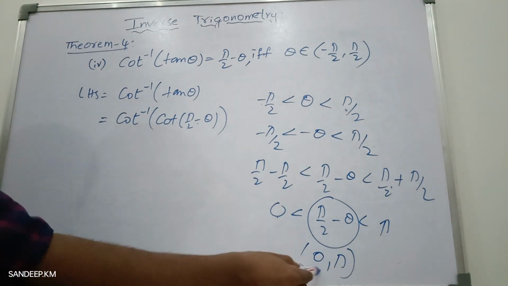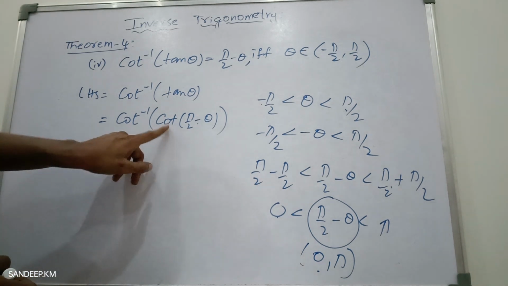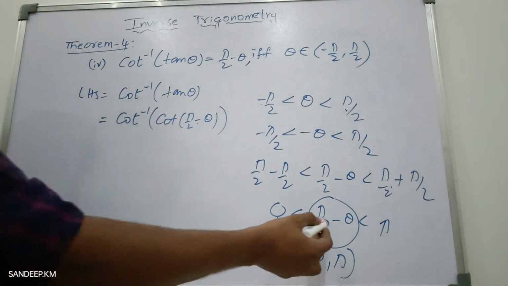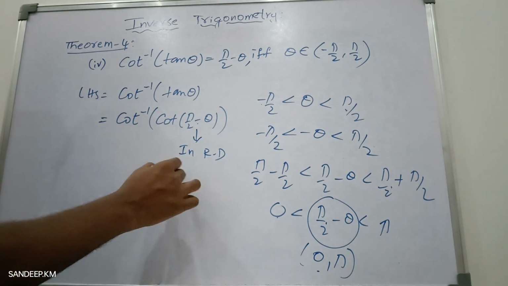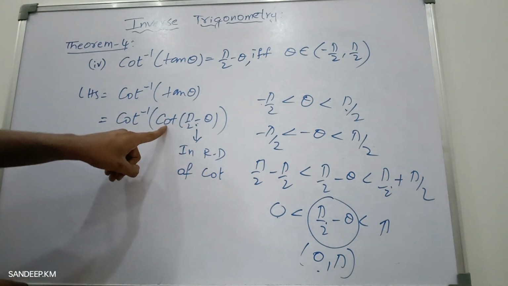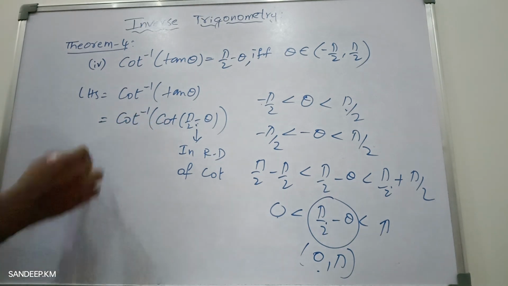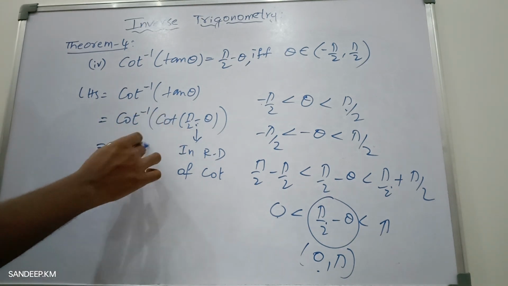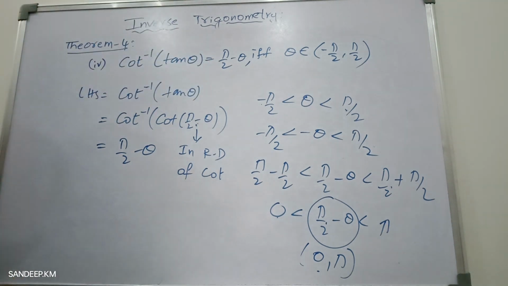And who is 0 to pi? 0 to pi is the restricted domain of the cot function. That means 90 minus theta is in the restricted domain of the cot function. Because it is, according to theorem 1, cot inverse and cot will get ignored and I will get pi by 2 minus theta. That is why cot inverse of tan theta is pi by 2 minus theta.